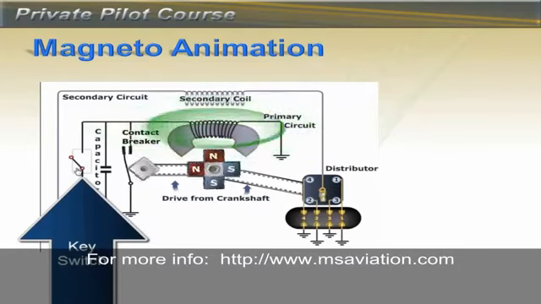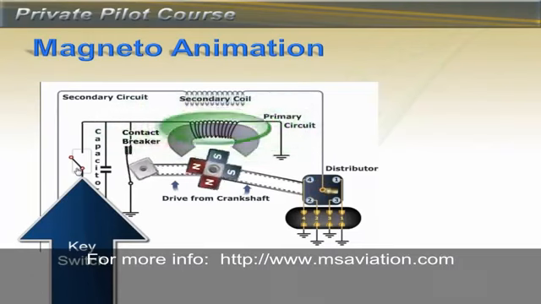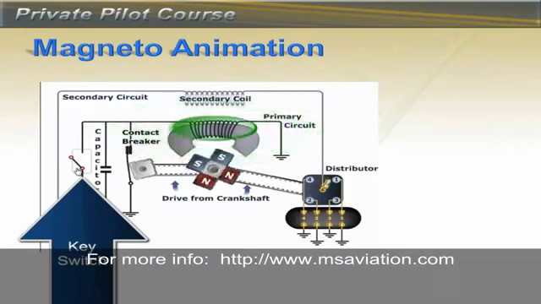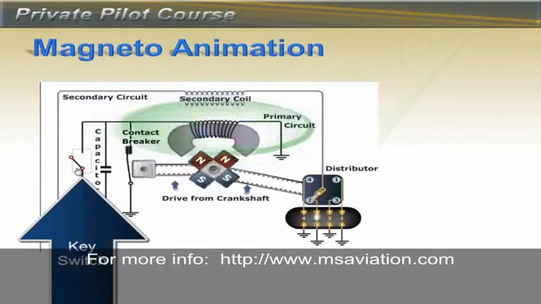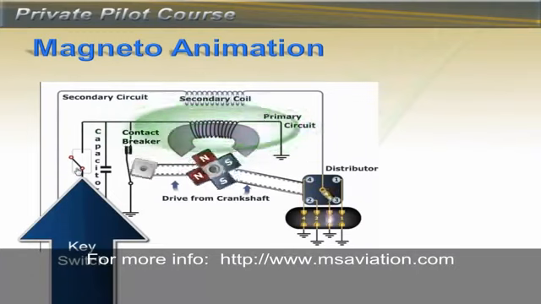It will open up, and you'll see the magnet's influence across the coil, which causes electricity to be generated. There is another coil next to it, which basically steps up, or increases, the strength of the first coil. This is applied to the distributor, which decides which spark plug to fire next. This is the end of this lesson.